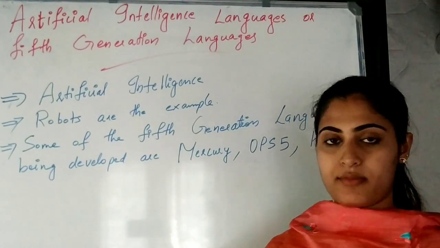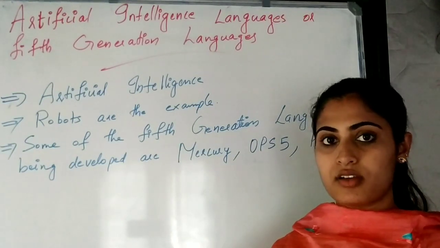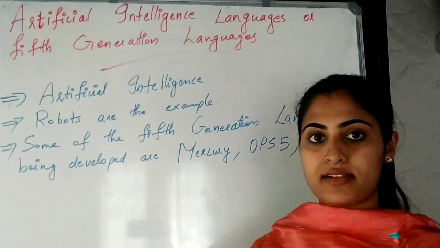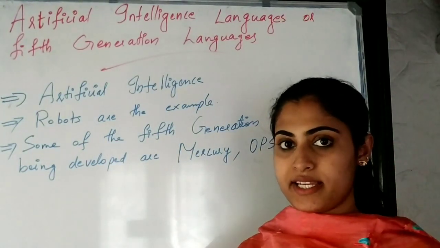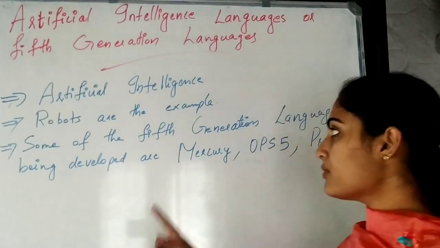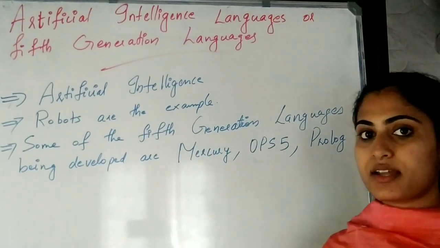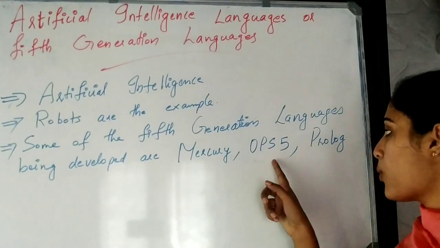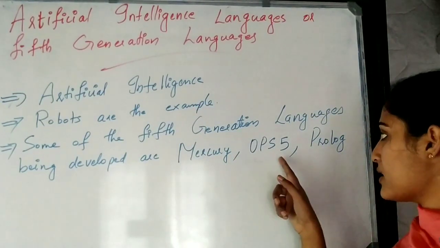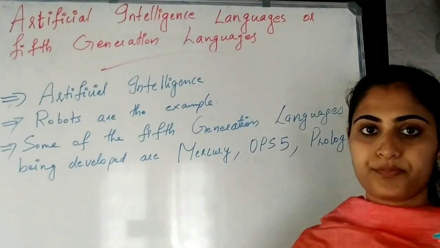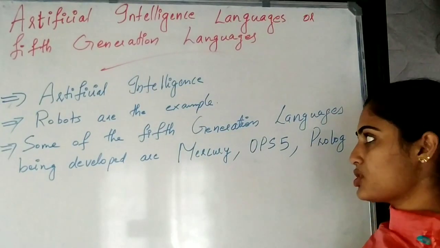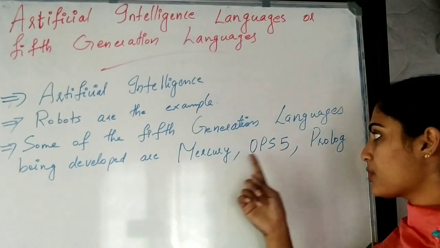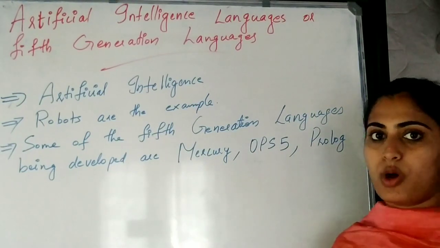And what was the example for artificial intelligence? That is robots. Okay, robots are the example of artificial intelligence. And some of the fifth generation languages that are currently being developed are Mercury, OPS5 and Prolog.